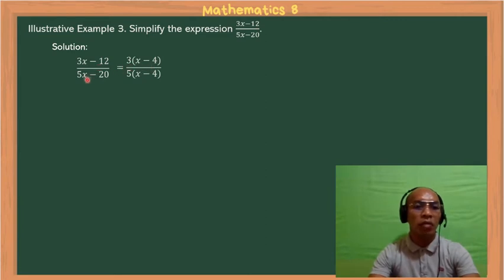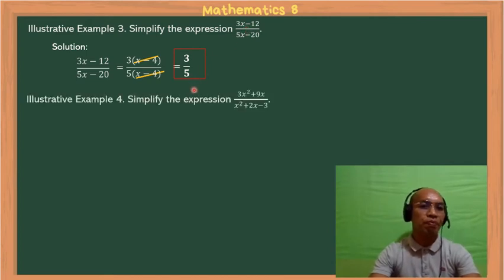Same is true with the denominator. The common monomial factor of 5x and 20 is 5. So 5x divided by 5 is x. Negative 20 divided by 5 is negative 4. Notice that x minus 4 and x minus 4 are common factors. So we are going to cancel them out because their quotient is equal to 1. What is left now is 3 over 5. So therefore, the lowest term of this expression is 3 over 5.